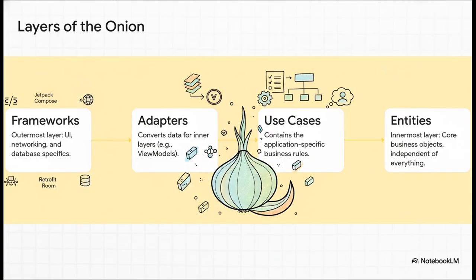Let's walk through these layers with a quick example. At the very center, you have an entity, let's say a simple user object with just a name and an email. The next layer out is the use case, which defines an action, like get user profile. One layer further out, an adapter, like a view model, calls that use case and gets the user object ready for the screen. And finally, on the very outside is the frameworks layer, your Jetpack Compose UI, which does one simple job: display the data. Each layer has its own clear responsibility.